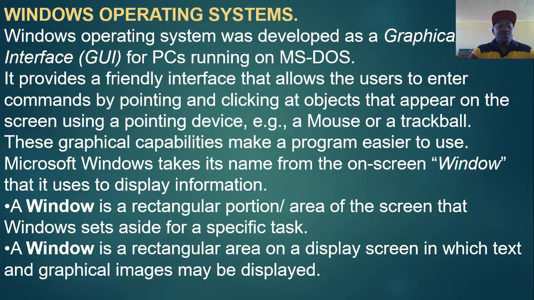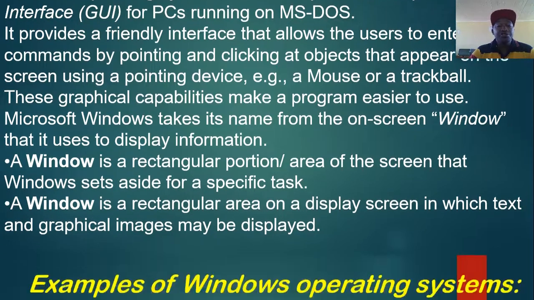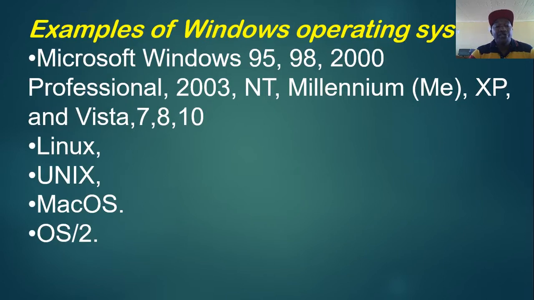Then we can just dash into a nutshell on the Windows operating system. When you talk about a window, we have talked about a rectangular working area, and that's why we are talking about a window. You'll notice that most Microsoft programs are rectangular in shape. That's why we refer to them as Windows. Then we have examples of Windows operating system. We have Windows 95, Windows 98, until now, we have Windows 10 and others that are to come. Then we have other operating systems that are non-Microsoft. We have Linux, Unix, Mac OS, and OS/2. The last four are non-Microsoft operating systems.